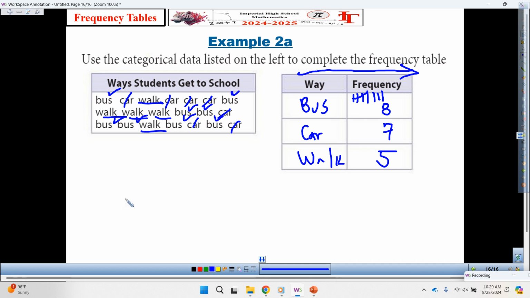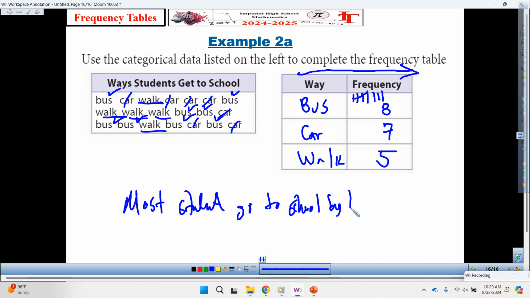All right, Aleshka, go. Most students go to school in what? By bus. 10Q. Hands if you agree with that statement. Yeah. From 1 to 5, how comfortable are you with one-way frequency tables?